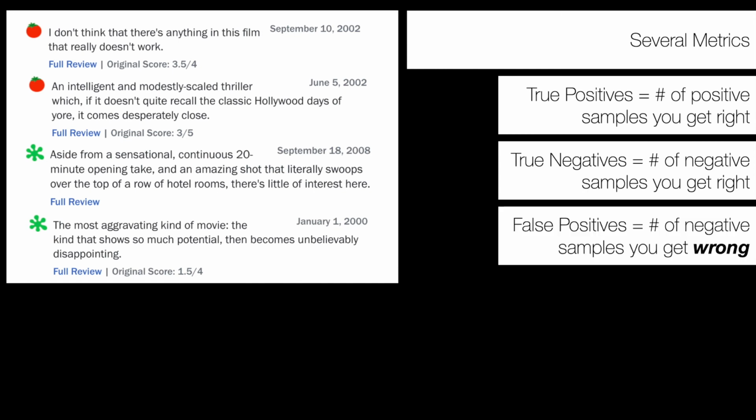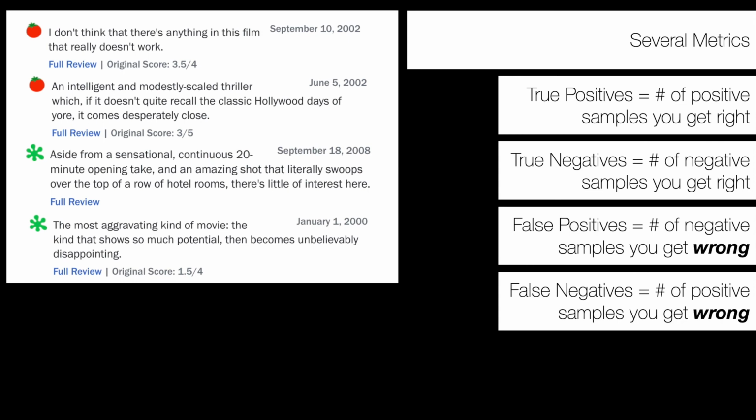But then you have the flip side, right? So you have false positives, the number of negative samples that you got wrong, things that should have been labeled as negative, but you incorrectly labeled them as positive. So that would be, in this case, saying that the most aggravating kind of movie was actually a good movie. That would be a false positive. And then you have false negatives, which is the flip side, the number of positive samples. Like the first one, "I don't think there's anything in this film that doesn't work." If you said that was a negative review, when it's actually a positive review, that's a false negative.